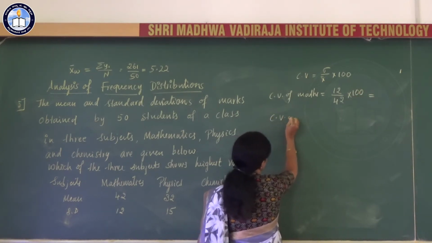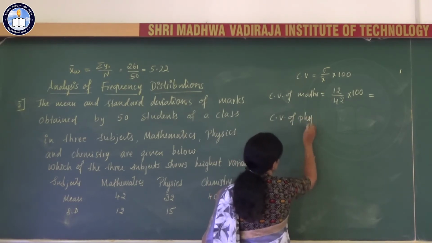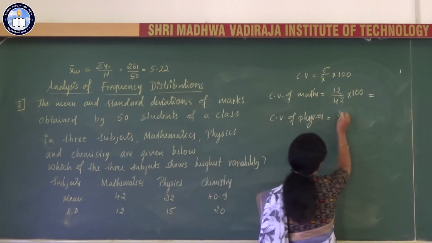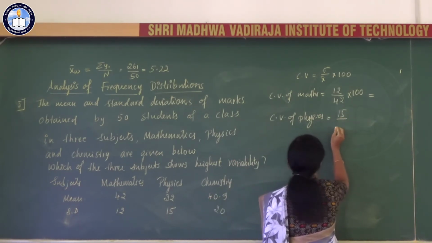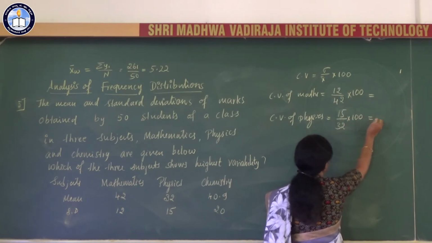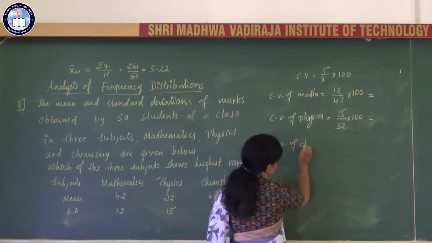And then CV of the next subject. What is the next subject? Physics. So that's equal to 15 divided by 32 into 100. We must calculate. And then CV of chemistry.